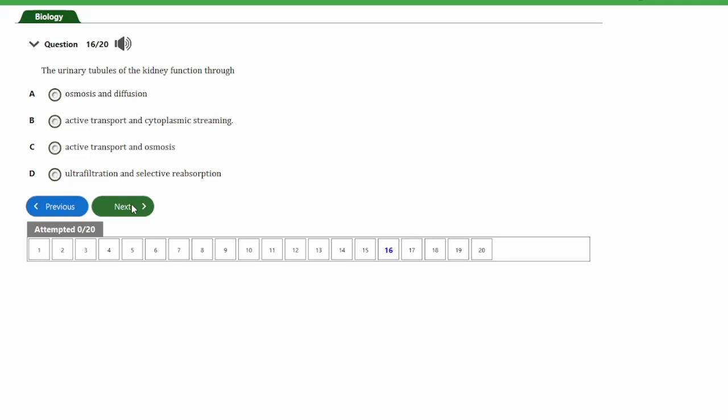So passing through these areas of the tubule, there is also a selective reabsorption, which is a process where the useful substances that are needed by the body get reabsorbed back into the blood. So these are the two major processes that the kidney uses to function. That's ultrafiltration and selective reabsorption. So guys, the answer to this question is option D.